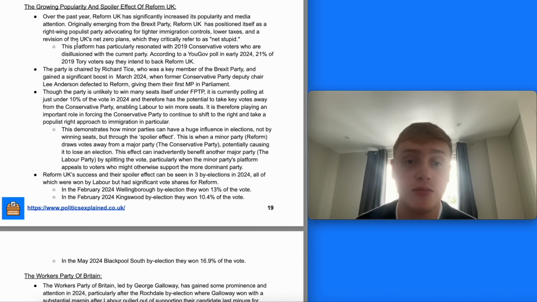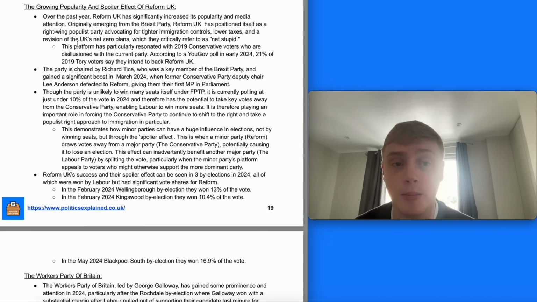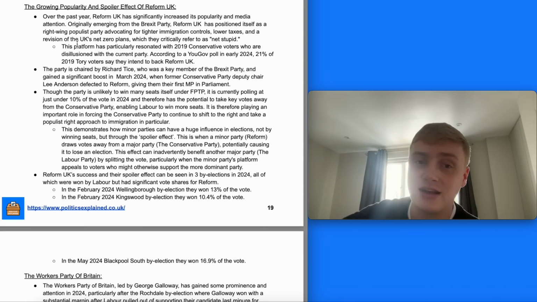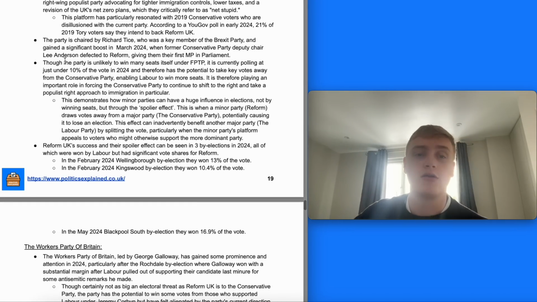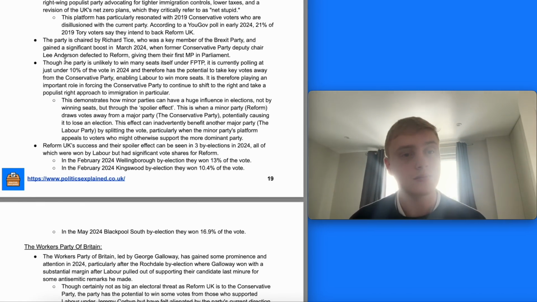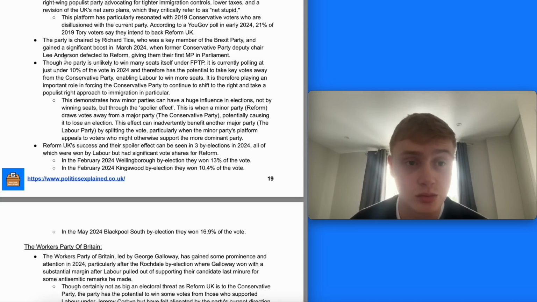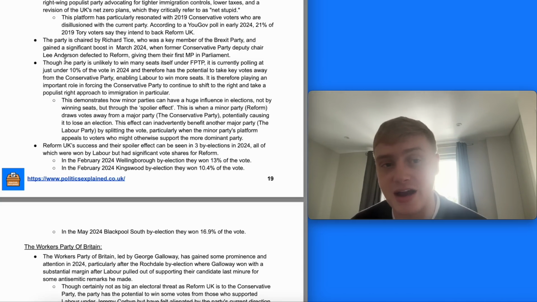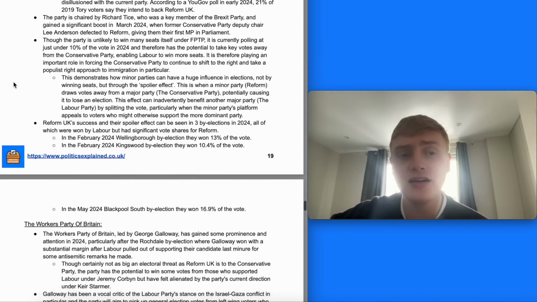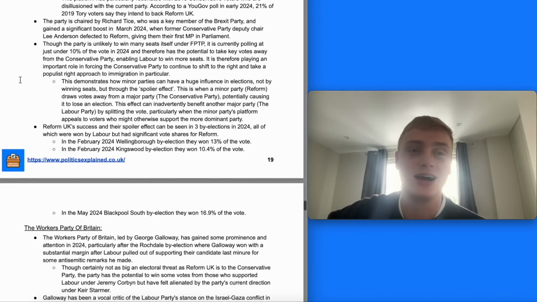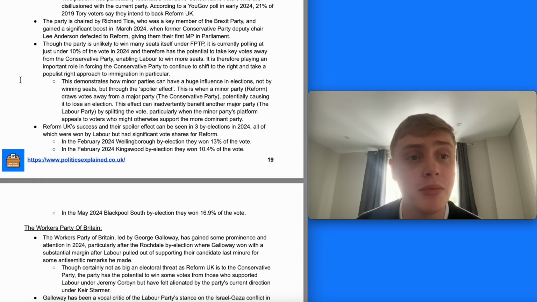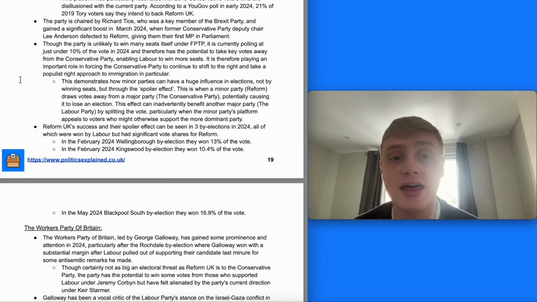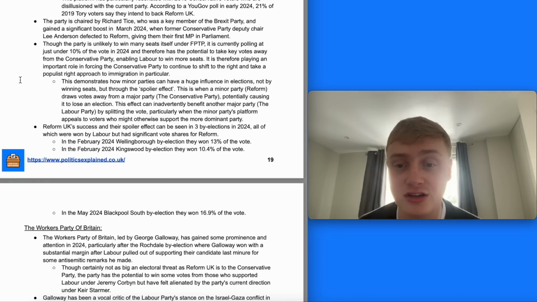A YouGov poll in early 2024 stated that 21% of 2019 Tory voters said they intend to back Reform UK. It's chaired by Richard Tice, who is a key member of the Brexit Party, and gained a significant boost in March 2024 when Conservative Party MP and former Deputy Chair Lee Anderson defected to Reform. Though the party, as with a lot of minor parties under first past the post, is very unlikely to win many seats itself, it's currently polling at just under 10% of the vote, and therefore has the potential to take key votes away from the Conservative Party, enabling Labour to win more seats.